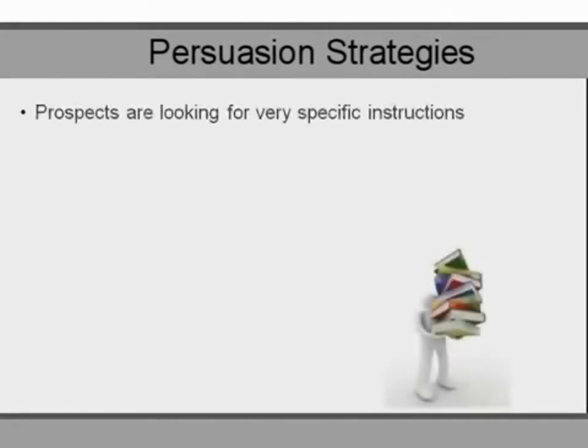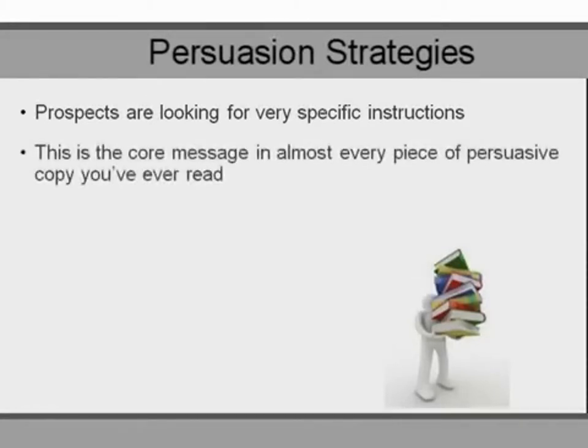Prospects are looking for some very specific instructions. They want to hear something like, I'm going to take you by the hand and show you everything you need to know. Together, we're going to take this step by step and make sure you can do this on your own. This prospect can tell they're dealing with a professional, that they've done this before, and that if you just stick with them and follow their clear instructions, you're going to be all right. Does this sound familiar? It should. This is the core message of almost every piece of persuasive copy you've ever read. This is what your prospects are looking for as well.